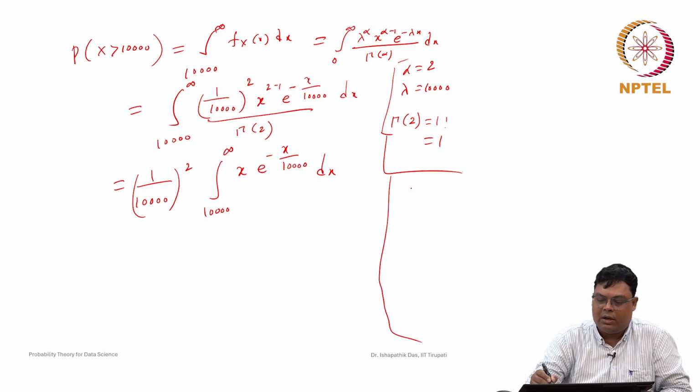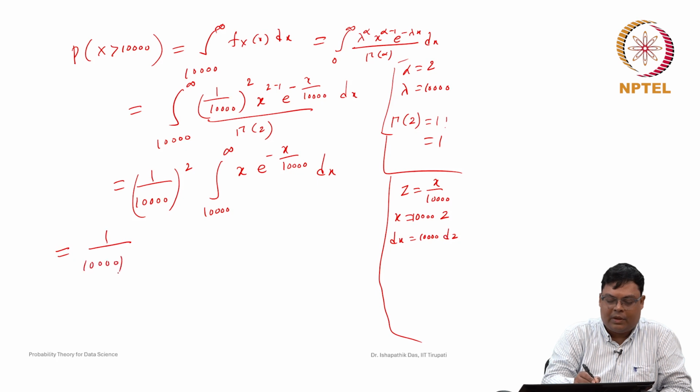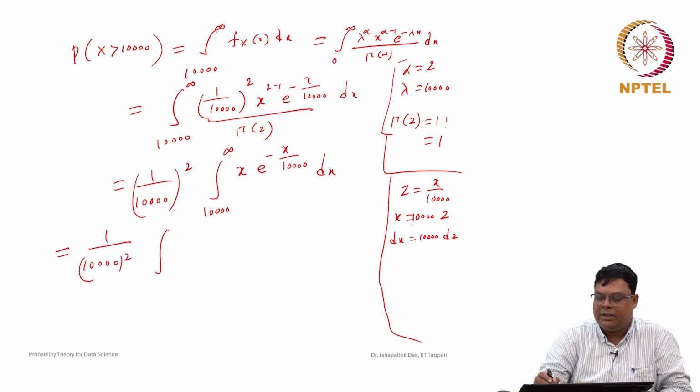So, suppose let us put z is equal to x by 10,000. So, then x is equal to 10,000 into z. So, dx is equal to 10,000 dz. So, whenever x limit is 10,000, z is 1. So, this is nothing but 1 by 10,000 whole square. So, limit whenever x is 10,000 it is 1, and whenever x goes to infinity, then z goes to also infinity, and then x is 10,000 into z, then e to the power of minus x by 10,000 is z, dx is nothing but 10,000 into dz.